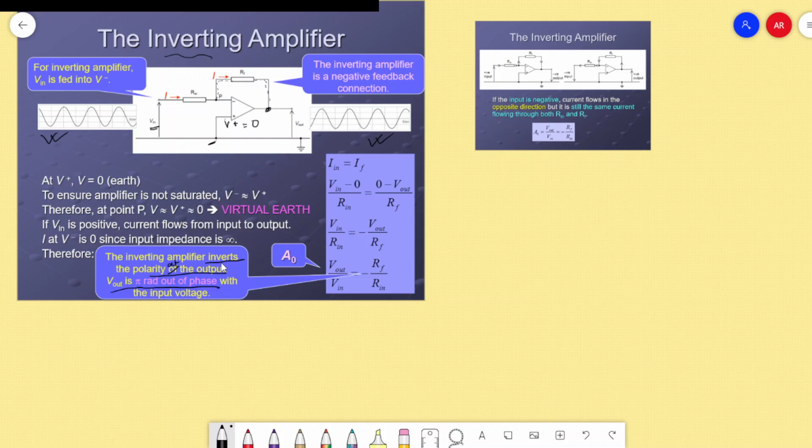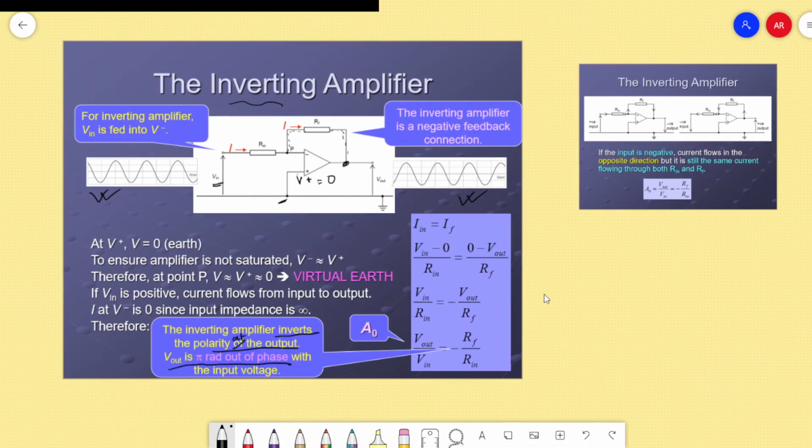Now here look at one more thing which is very frequently asked. This position of P, right here, is known as virtual earth. What do you understand by virtual earth, and why is P made to be virtually earth?